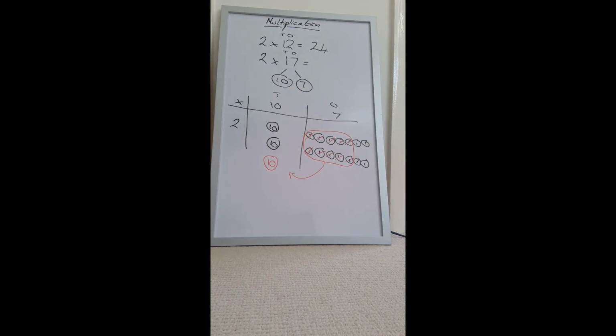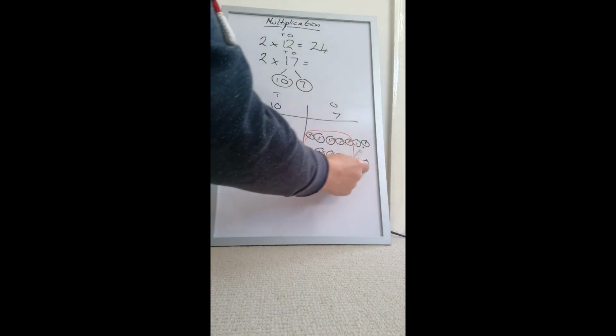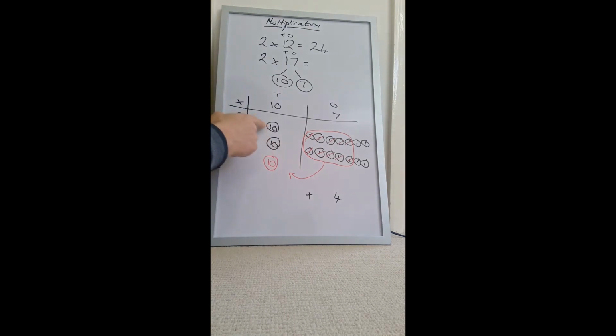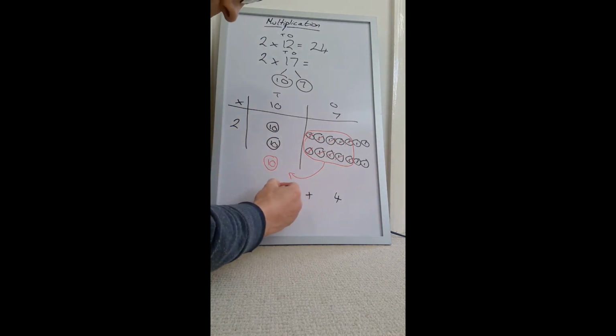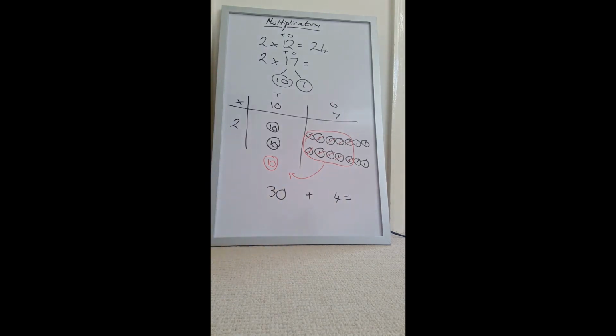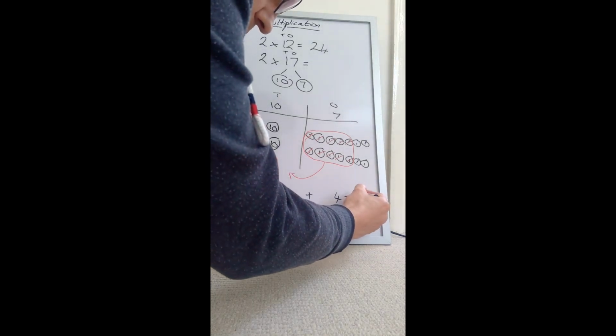We then work out the answer. So we have 1, 2, 3, 4, 10, 20, 30. And then we solve either using mental maths or our column addition. In this case, I'm going to use mental maths. 30 plus 4 is 34.